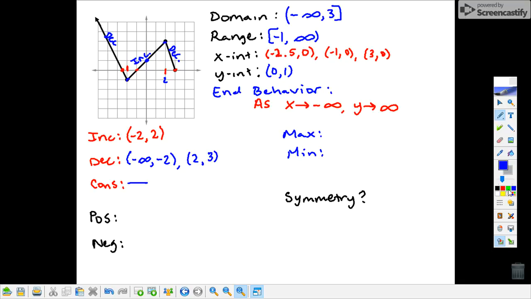Next, we're going to go to positive and negative. Remember, positive means that the graph is above the x-axis. And there are actually two separate intervals where it's above the x-axis. So there's this first interval right here up until this x-intercept. And then there's also this interval from the x-intercept at -1 all the way to the x-intercept at 3. So we actually need to name both of those separately.